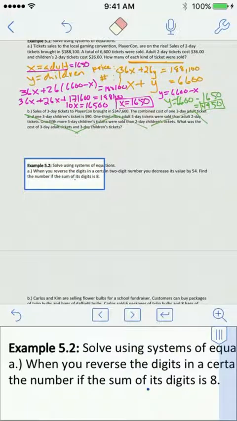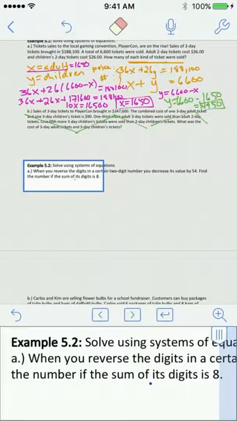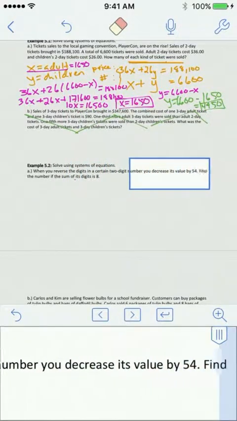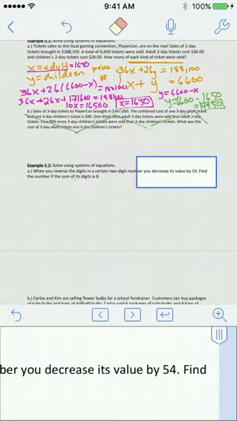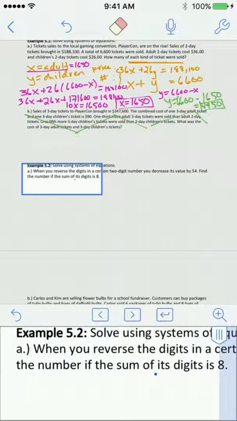Alrighty. Okay, 5.2. So we've got this system of equation problems, right? When you reverse the digits of a certain 2-digit number, you decrease its value by 54. Find the number if the sum of the digits is 8. You may be thinking, holy heck, what are you talking about?